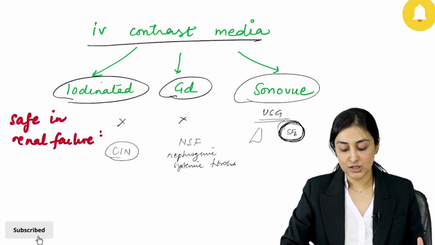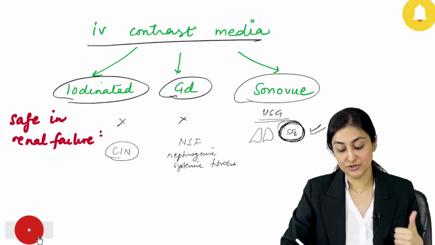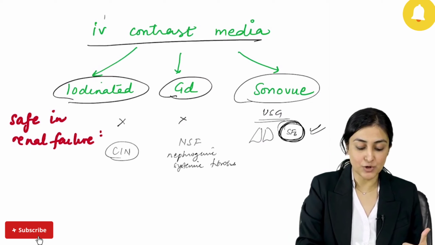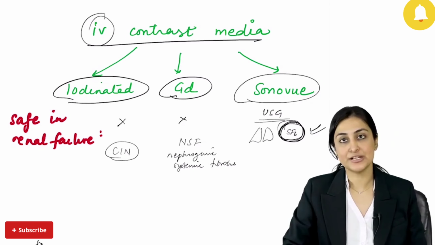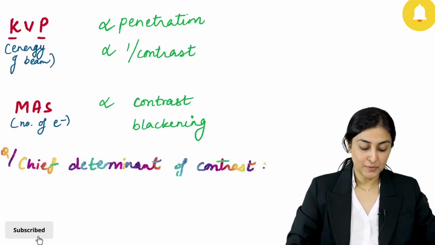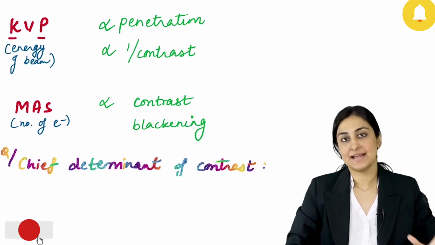Because they are excreted through the lungs, remember it is safe in renal failure. It's the only IV contrast agent that's safe in renal failure. Remember this. Now let's talk about two parameters which determine the X-ray features.